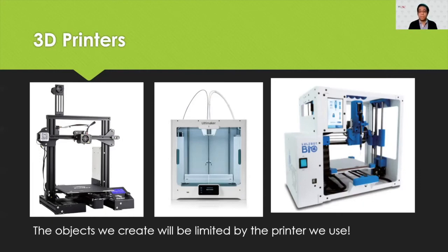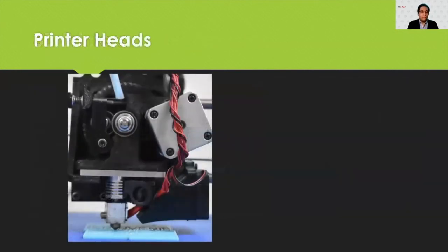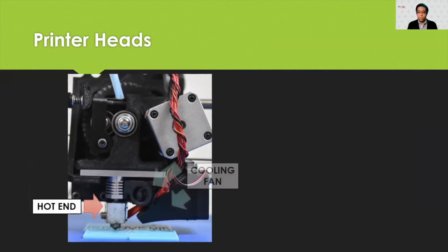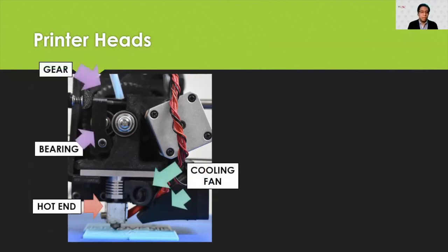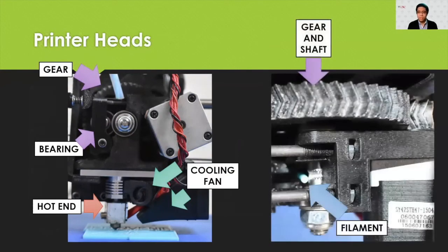One of the key pieces of the 3D printer, just as with regular printers, is the head. So a typical printer head is comprised of the hot end, the cooling fans, and a gear and a bearing. Here we can see a close-up of the arrangement.